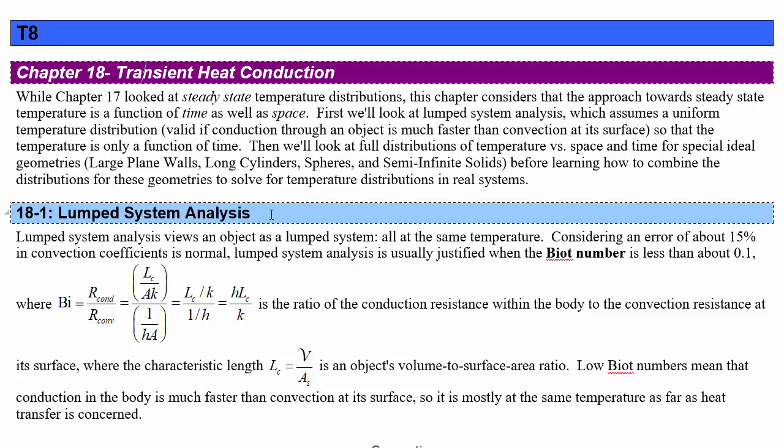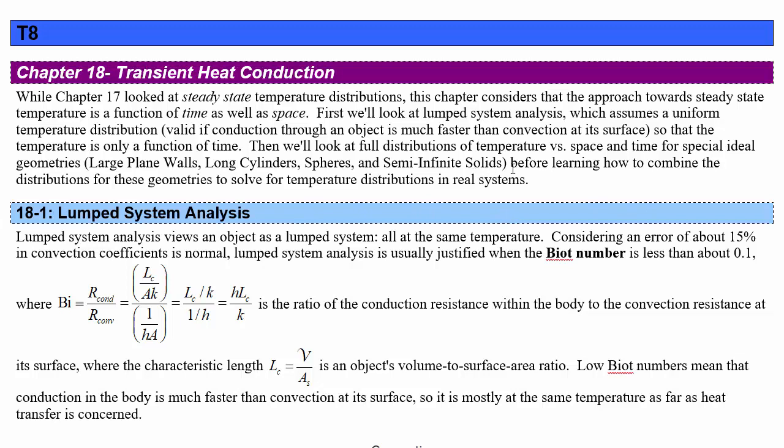Then 18.2 and 18.3 are going to look at special cases, so really special geometries for objects that are changing temperature, and we're going to look at how the temperature changes with space and time for those special geometries. Then, although they're kind of limited, in 18.4 we're going to learn how to combine those geometries to make a much larger set of geometries.